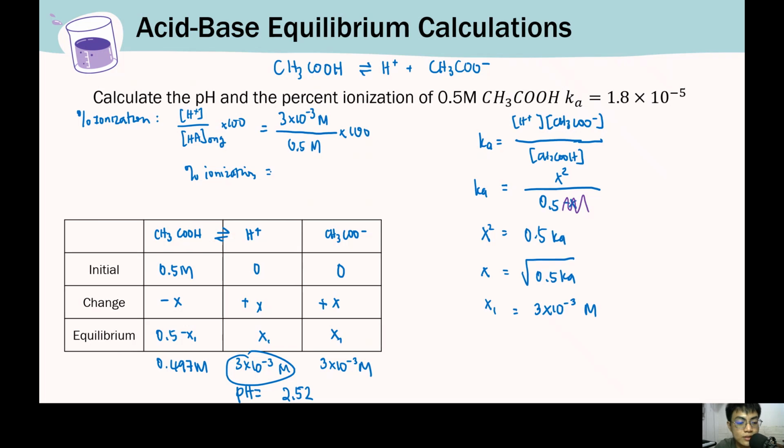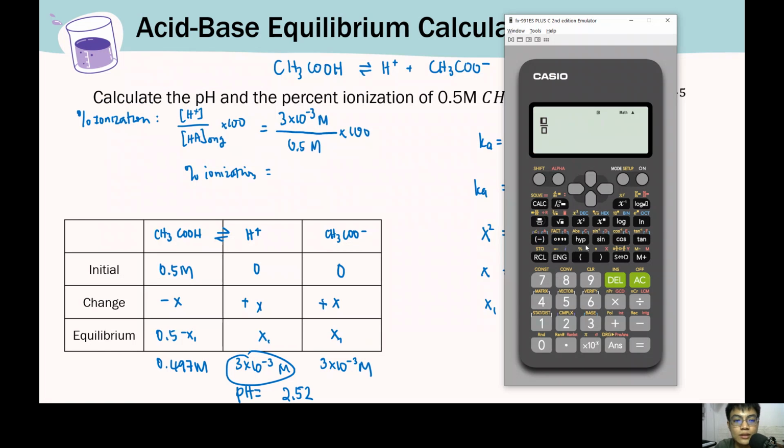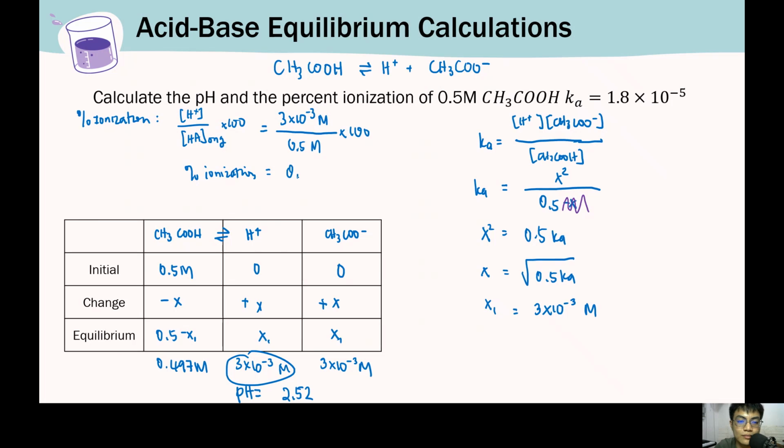Okay, so what's the percent ionization? Madali lang. So that's 3 times 10 raised to negative 3 divided by 0.5 times 100, of course. 0.6% lang. Okay, so ganun lang mag-answer ng problem that requires equilibrium calculations.